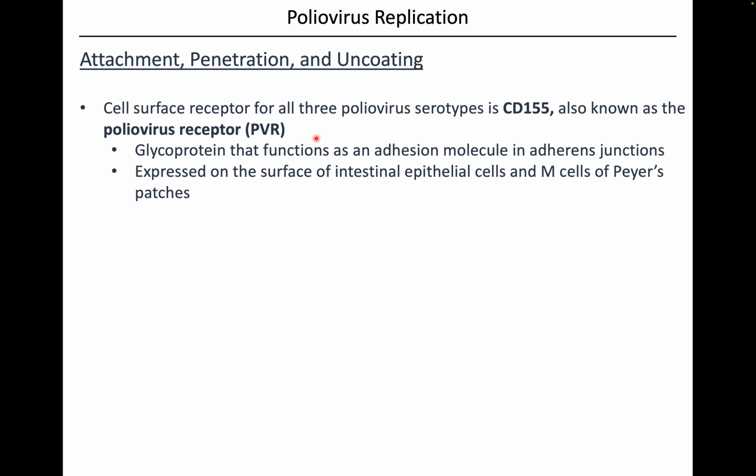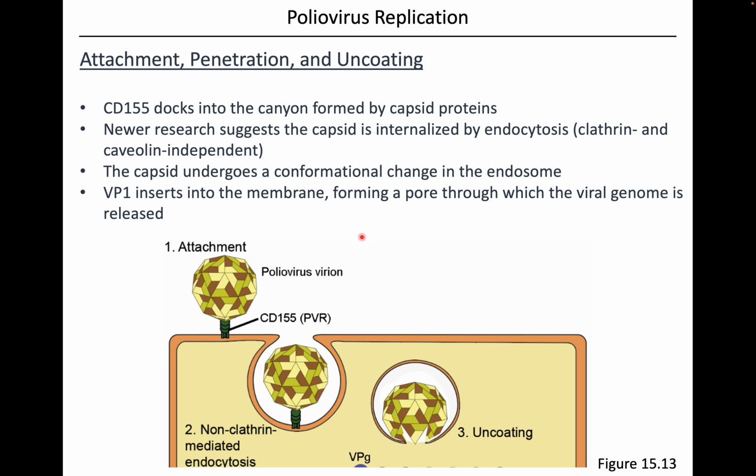So this protein is a glycoprotein. I think it's normally part of adherens junctions, and you find it expressed on epithelial cells in the intestine, as well as M cells that are part of those Peyer's patches that we mentioned in the first video. So here you can see that poliovirus receptor docking into the canyon, as mentioned before. They think it's getting taken in by non-clathrin, non-caveolin mediated endocytosis, and there's going to be some conformational change that's happening to the capsid inside the endosome.